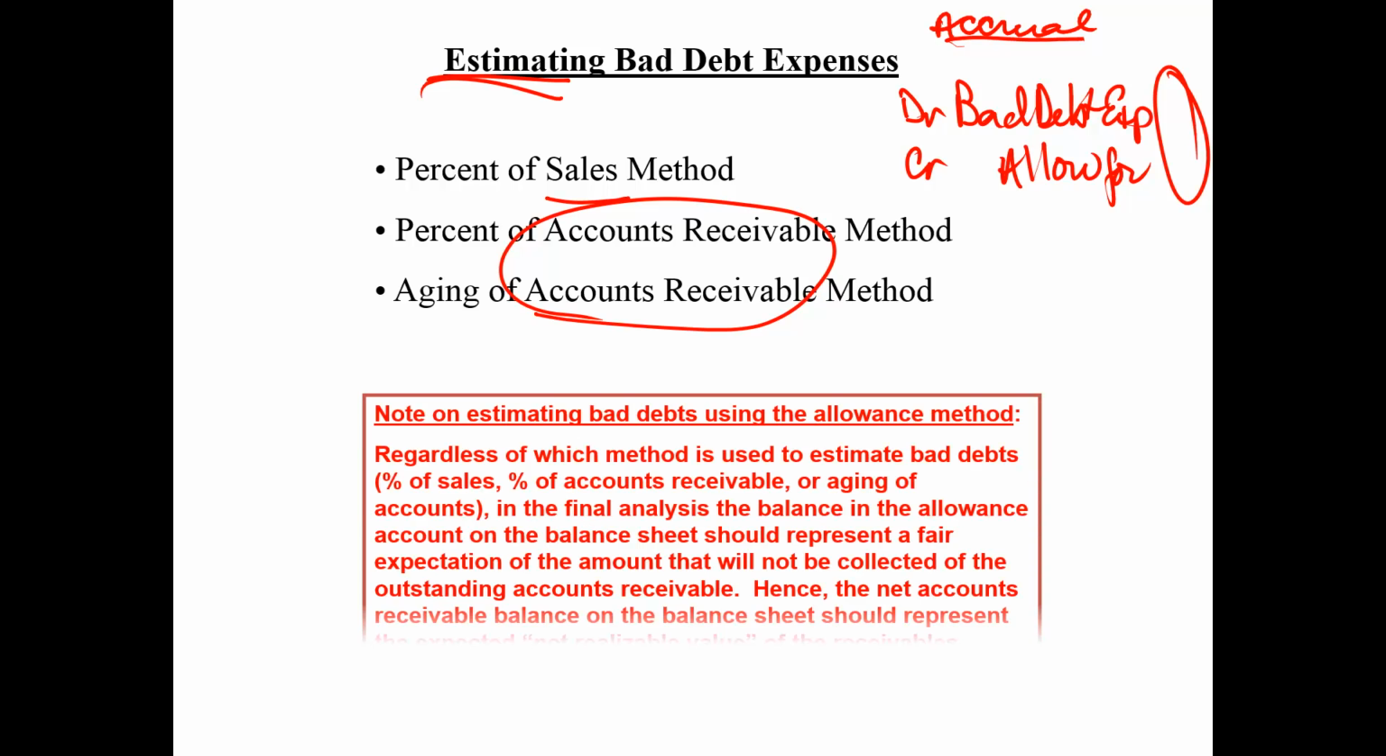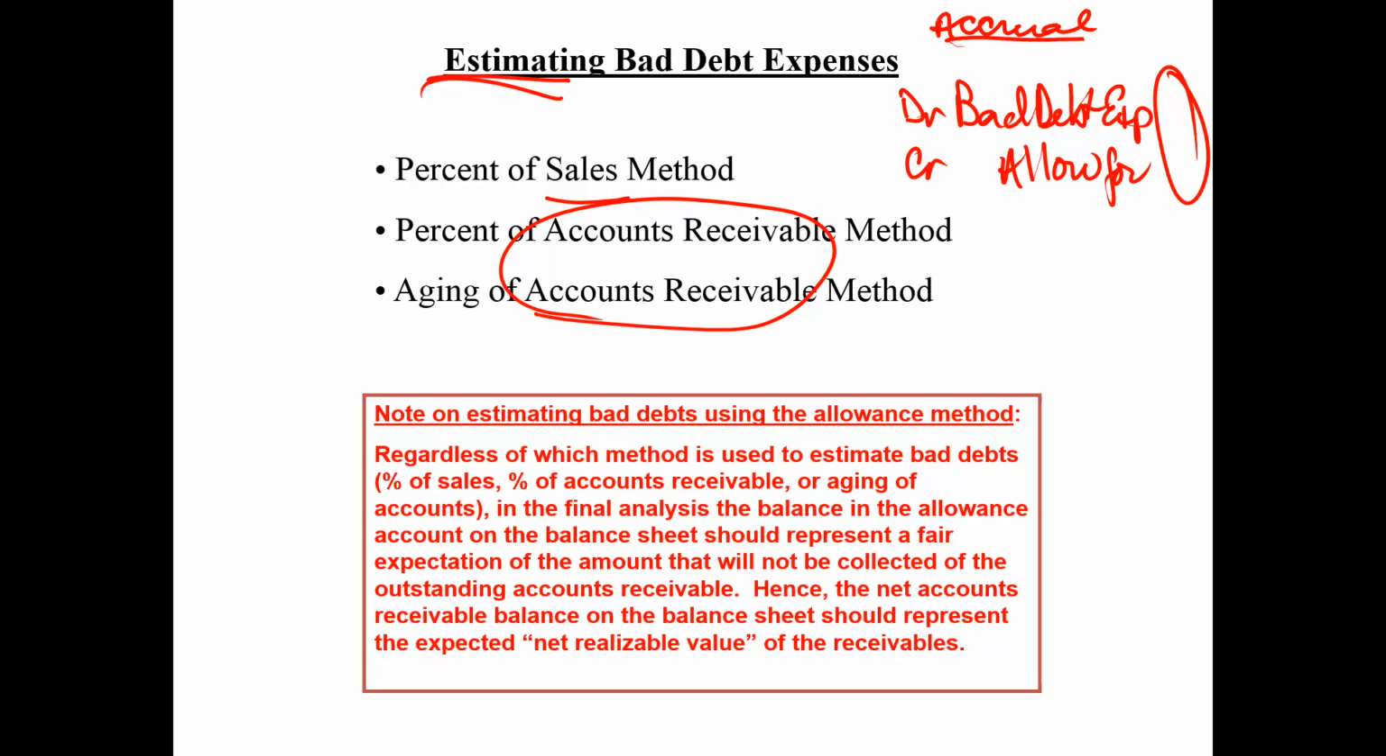Now, the thing to remember also is that we keep our receivables at their net realizable value. And you'll recall that the net realizable value is the accounts receivable balance minus the allowance for doubtful accounts, uncollectible accounts balance, which gives you the net realizable value.